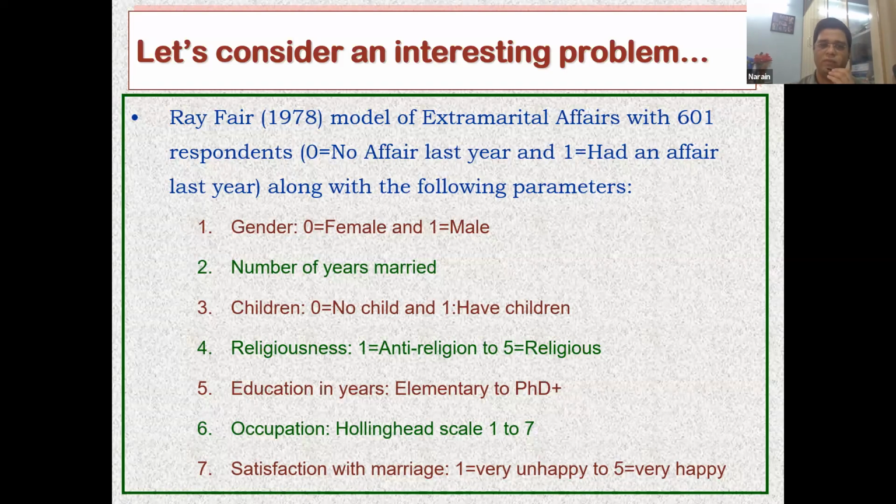These are the 7 variables which have been considered, and the dependent variable happens to be whether the person is indulging in extramarital affairs. So that being the dependent variable and these 7 being independent variables, we simply try to assess what kind of model, what kind of factors contribute to the person indulging in extramarital affairs.